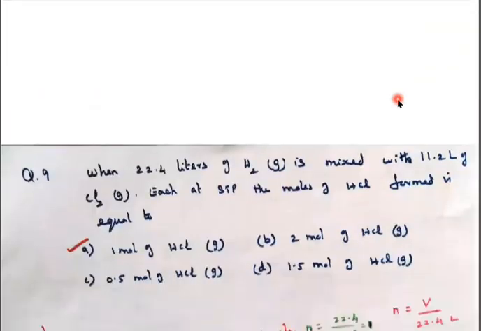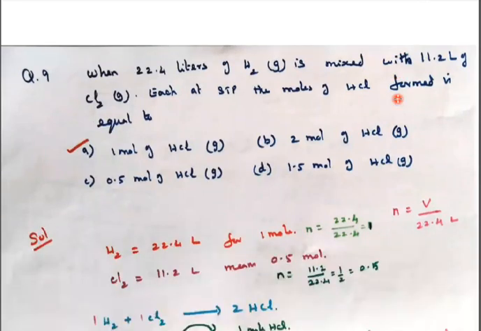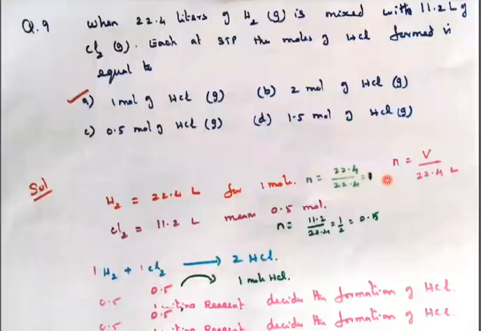Come to the next series. When 22.4 liters of hydrogen gas is mixed with 11.2 liters of chlorine, Cl2, in a gaseous state, each at STP, the moles of HCl formed is equal to: 1 mole of HCl gas, 2 mole of HCl gas, 0.5 mole of HCl gas, or 1.5 mole of HCl gas.